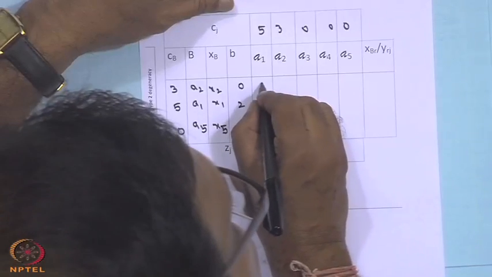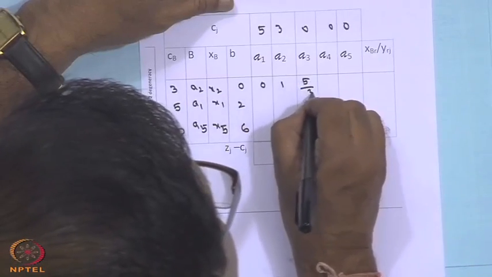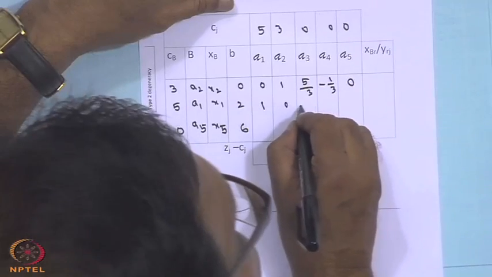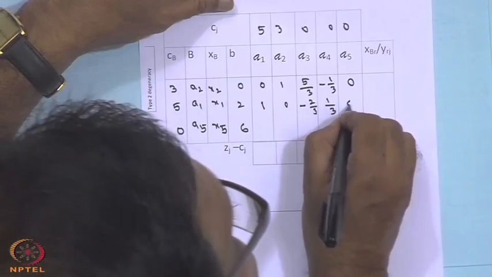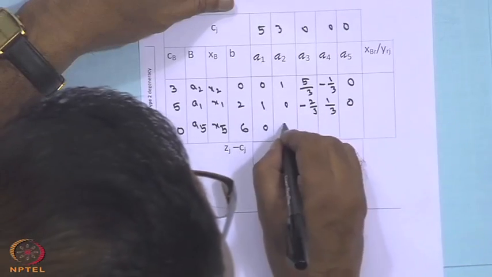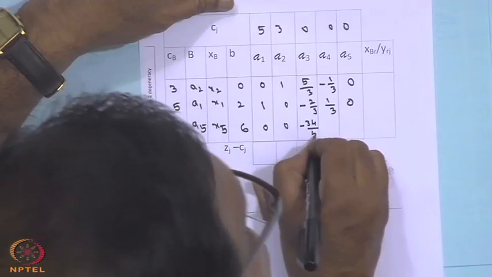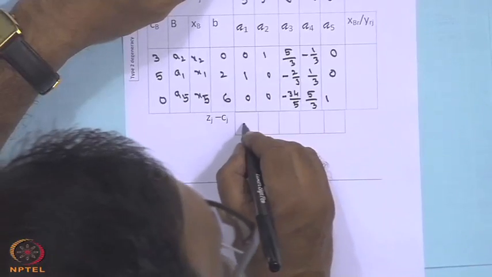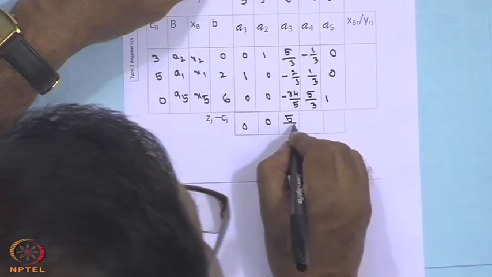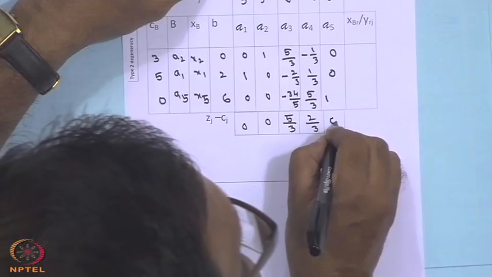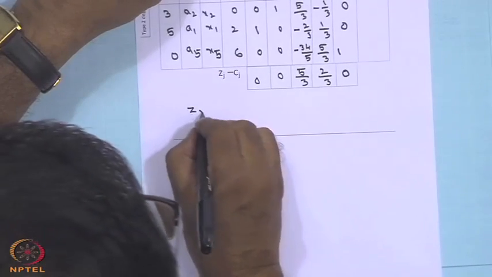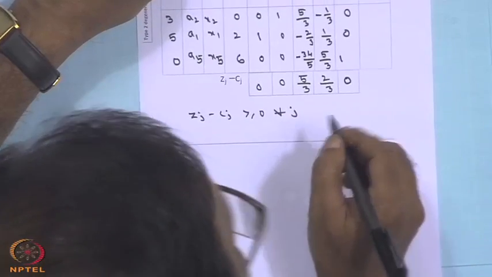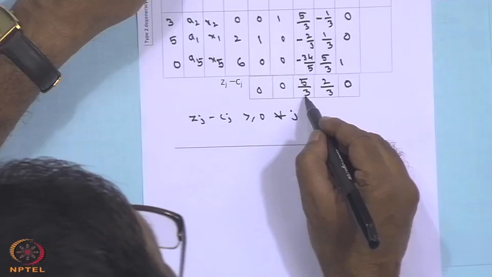I am writing directly 0 1 5 by 3 minus 1/3 and 0. This is 2 1 0 minus 2 by 3 1 by 3 0. 6 we have already written as 0 0 minus 34 by 5 5 by 3 and 1. So, again from here if you calculate z j minus c j: 0 0 5 by 3 2 by 3 and 0. So, you see z j minus c j is greater than or equal to 0 for all j, and z j minus c j is greater than 0 for the non-basic variables.